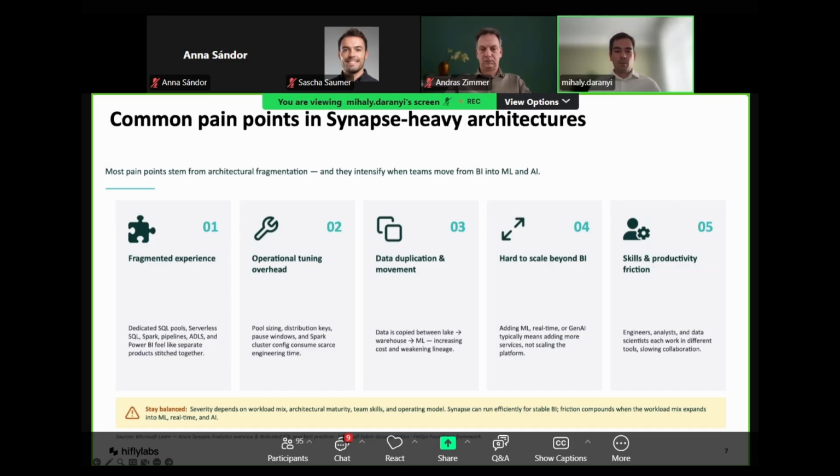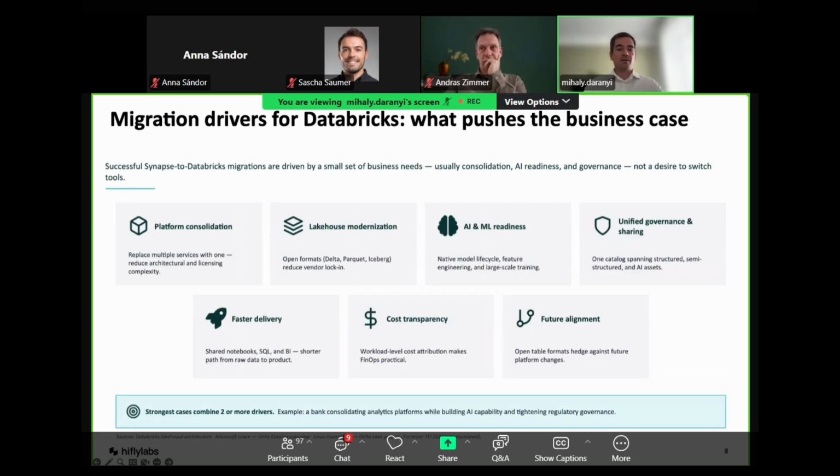And one important balance though: the severity depends on the workload mix, as we mentioned earlier. The architectural maturity, the team skills, and the operating model are also really important. Synapse can run effectively for stable BI, but the friction compounds when the workload mix expands into machine learning, real-time, and AI.